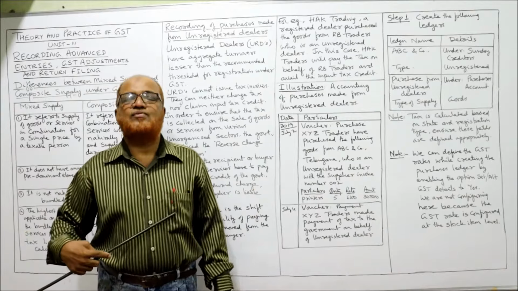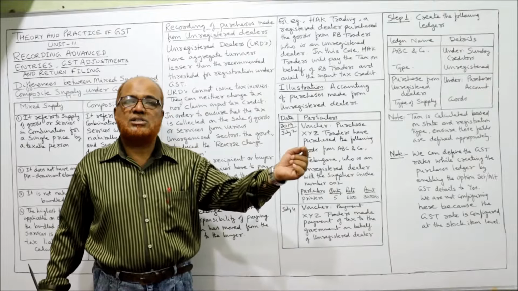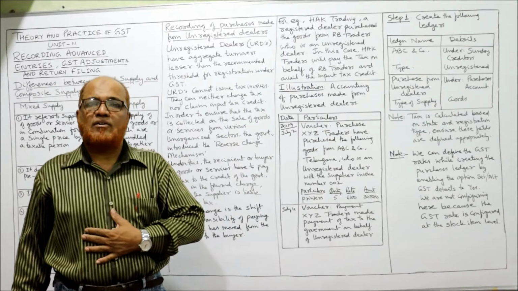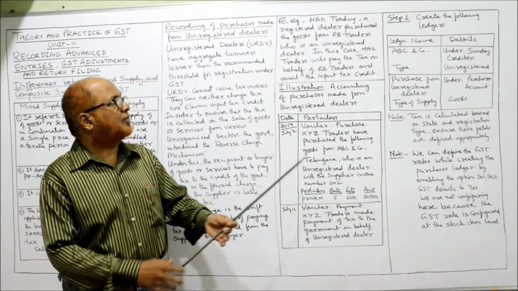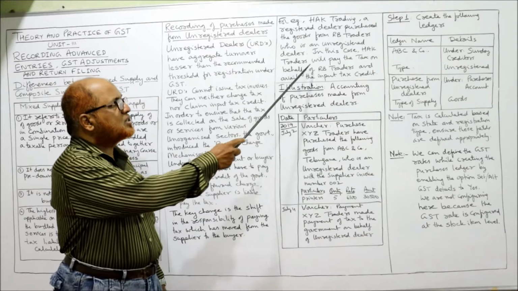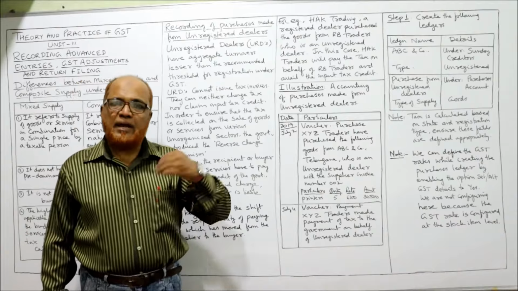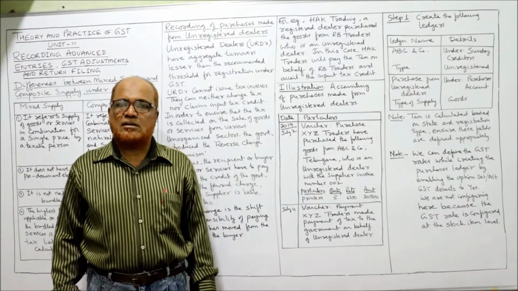I have purchased the goods from you, from RB Traders. So when I have purchased the goods, I have to pay the GST tax on behalf of you. That means HAK Traders will pay the tax on behalf of RB Traders and avail the input tax credit. By paying the tax, I will be getting the benefit of input tax credit.